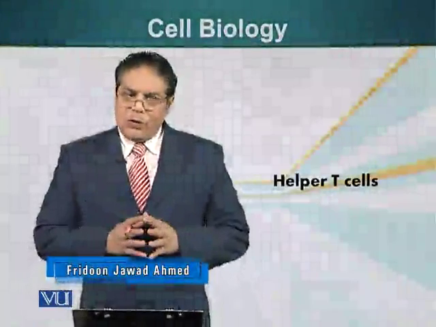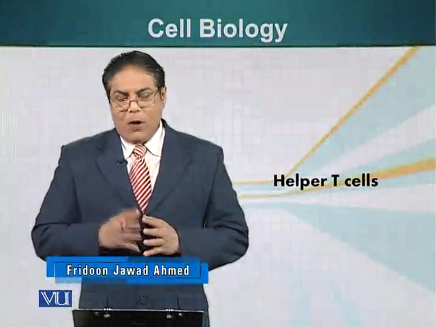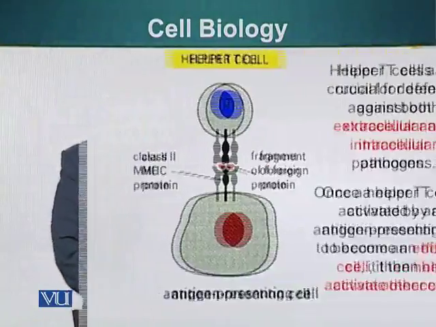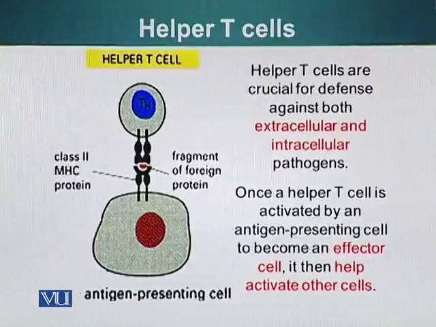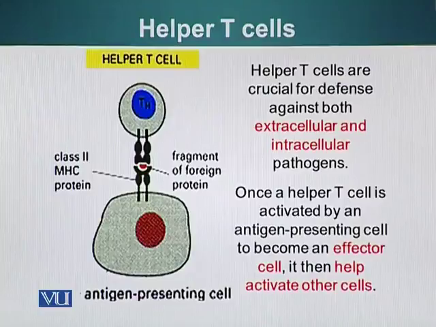So we have talked about cytotoxic T cells, how they function. Now let's talk about helper T cells. Helper T cells are crucial for defenses against both extracellular and intracellular pathogens. Basically, helper T cells orchestrate the adaptive immune response. They activate other cells, whether they're B cells or cytotoxic T cells, and arm them to defend the host body.